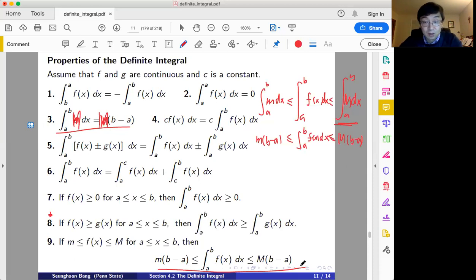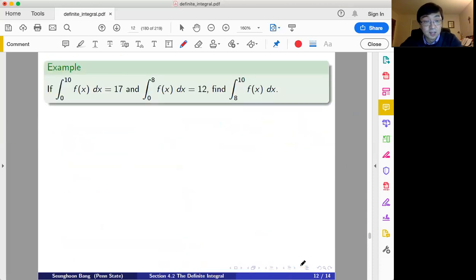So next tip. I want to give more examples by using properties. The first one: the integral from 0 to 10 of f of x dx equals 17, and the integral from 0 to 8 of f of x dx equals 12. Find the integral from 8 to 10 of f of x dx. How can you find it? Let me see. We have three numbers in this problem: 0, 10, 8.